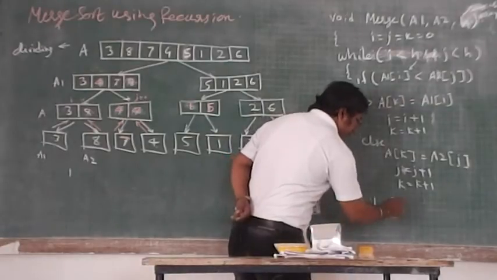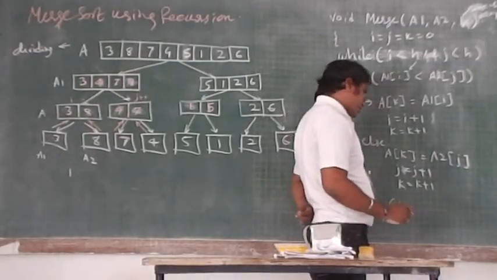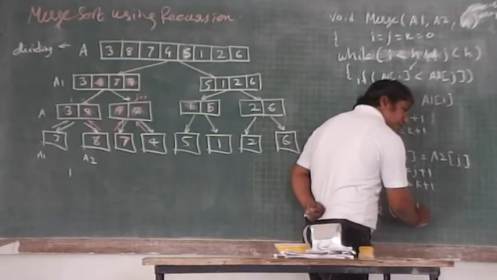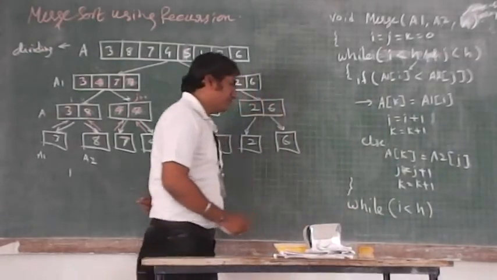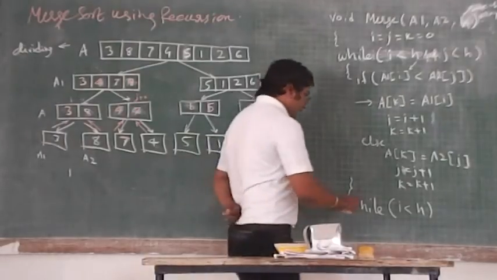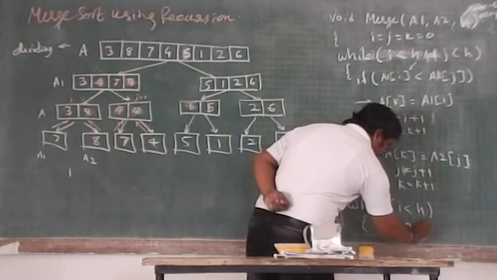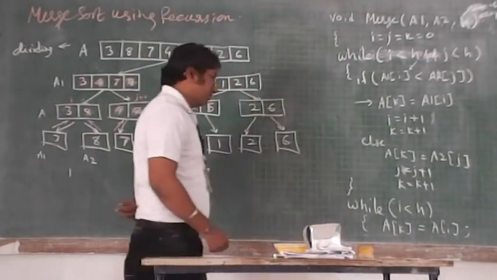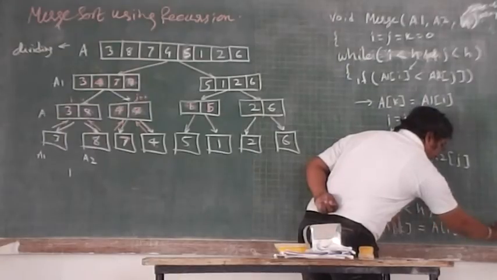लॉजिक लिखना है। While I is what? Less than h. What I need to do? जब अगर I छोटा है, if I is less than h, what should I do? A k means ki content you move to A k. Increment r, increment k.